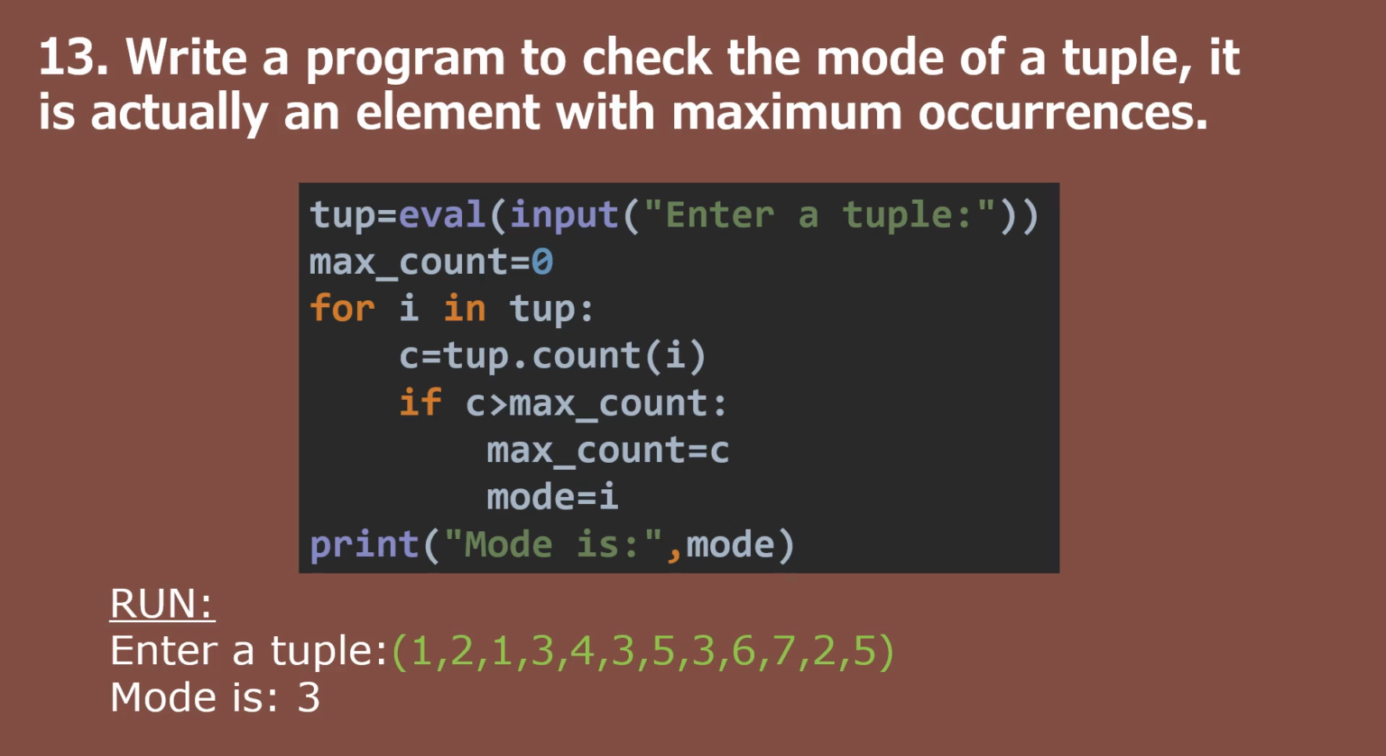tup.count, within that you have to pass i, then it will store how many times i is present, stored in a variable c. If c is greater than max count, then max count is equal to c. Then mode is that particular item of the tuple. So if you run the program, let's say the entire tuple is like this, 1, 2, 1, 3, 4, 3, 5, 3. It will give you the output as mode is 3, because 3 is the value which is present the maximum number of times in this tuple.